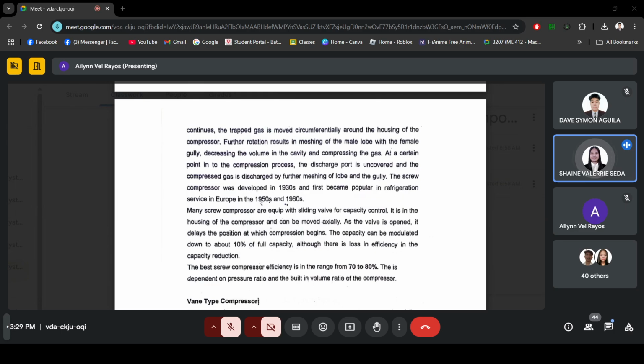It is in the housing of the compressor and can be moved axially. As the valve is opened, it delays the position at which compression begins. The capacity can be modulated down to about 10% of full capacity, although there is loss in efficiency in the capacity reduction. The best screw compressor efficiency is in the range from 70 to 80%. The efficiency is dependent on pressure ratio and the built-in volume ratio of the compressor.